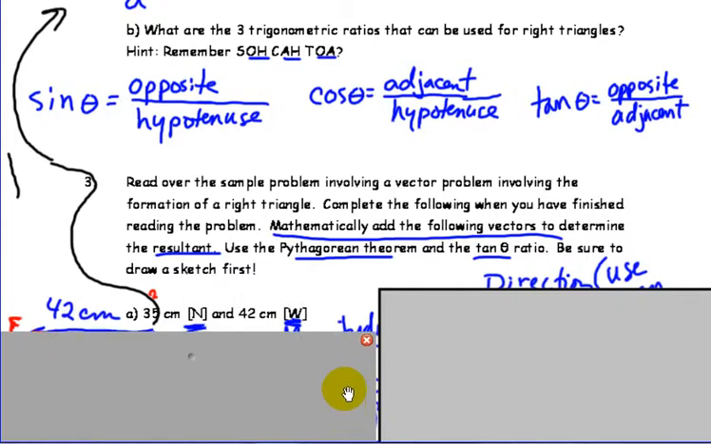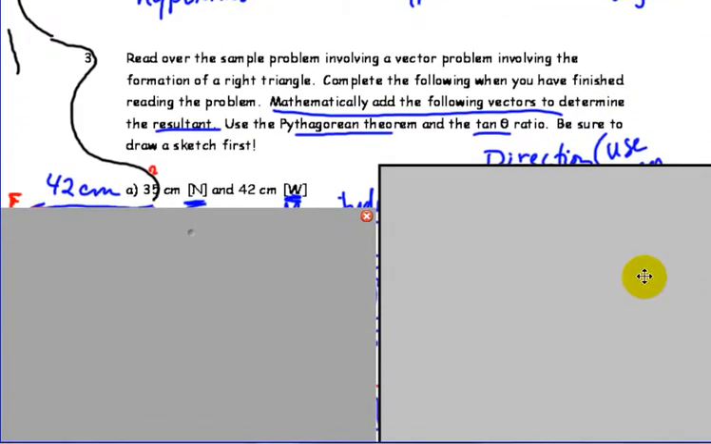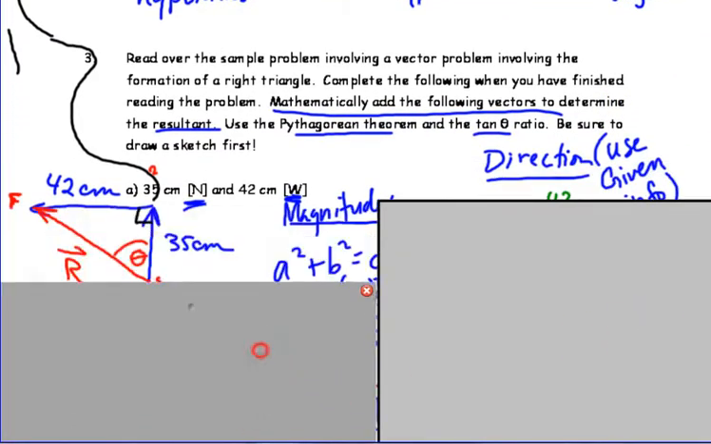For the first question, if we want to find out what happens when we take a 35 centimeter north vector and combine it with a 42 centimeter west vector, the first thing you should do is simply sketch that to see what it looks like. Over here on the left-hand side I did that: 35 north, 42 west. A north and a west vector make a right angle, so we can use a squared plus b squared equals c squared to figure out the resultant. Again, the resultant goes from the starting point to the finish point.